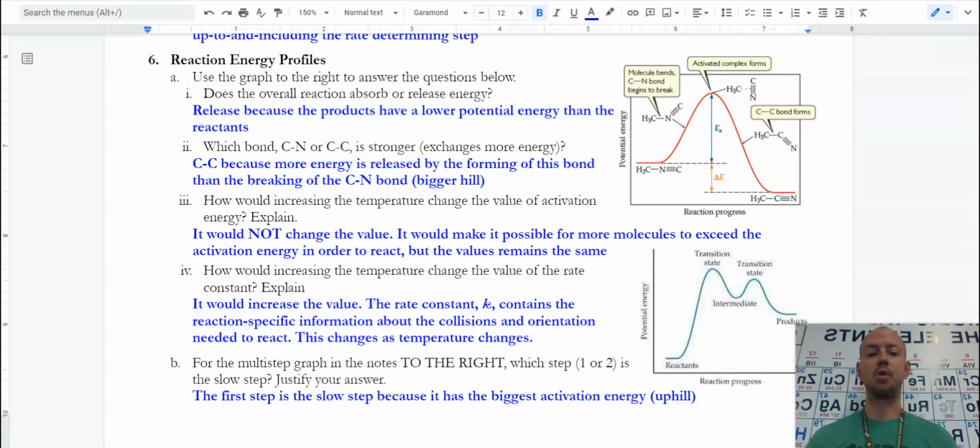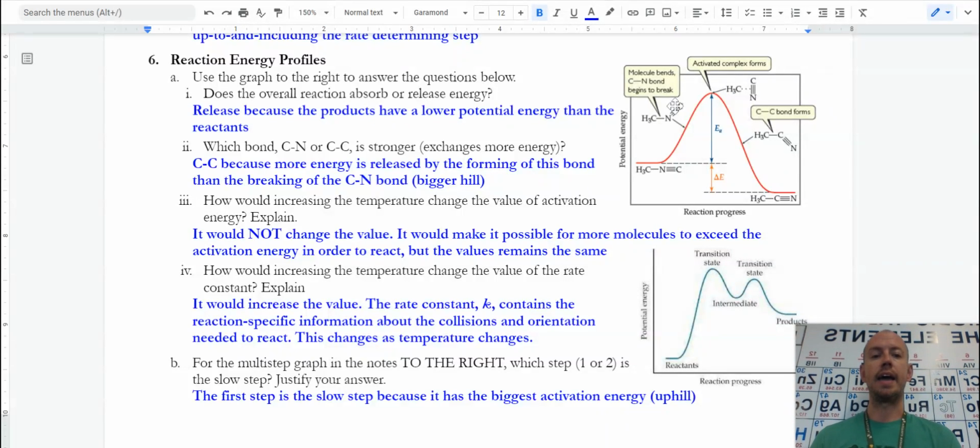I'm going to stay in the bottom corner so I don't cover the graphs for our last set of problems here. We've got two reaction energy profiles. Many of these questions aren't directly related to kinetics, but are a good review of chemistry concepts that we will continue to apply throughout the trimester and year. So does the overall reaction absorb or release energy?